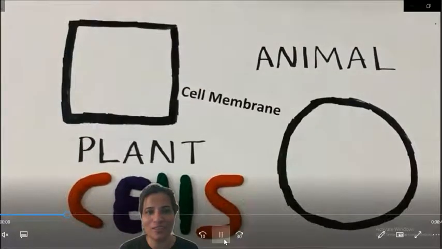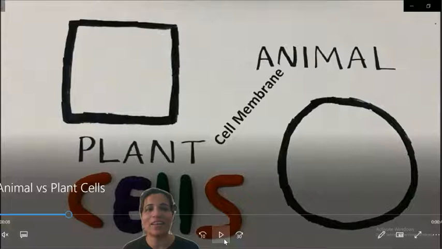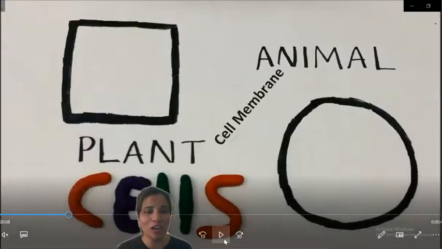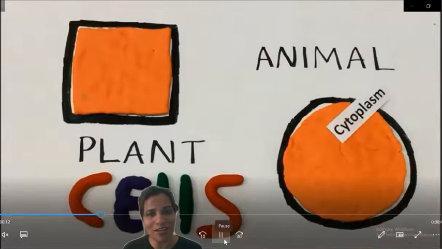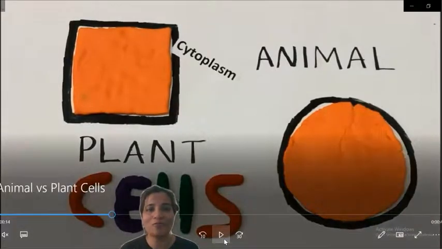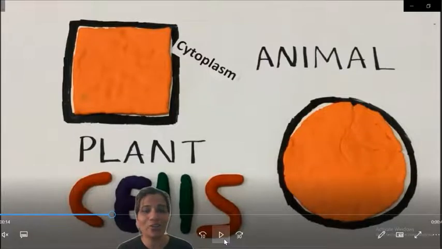What is this? Yes, this is basically the cell membrane, which allows all the substances to move in and out of the cell. And after that, what are we going to learn? We are going to learn about cytoplasm. Cytoplasm is a jelly-like structure, and this is where all chemical reactions take place.